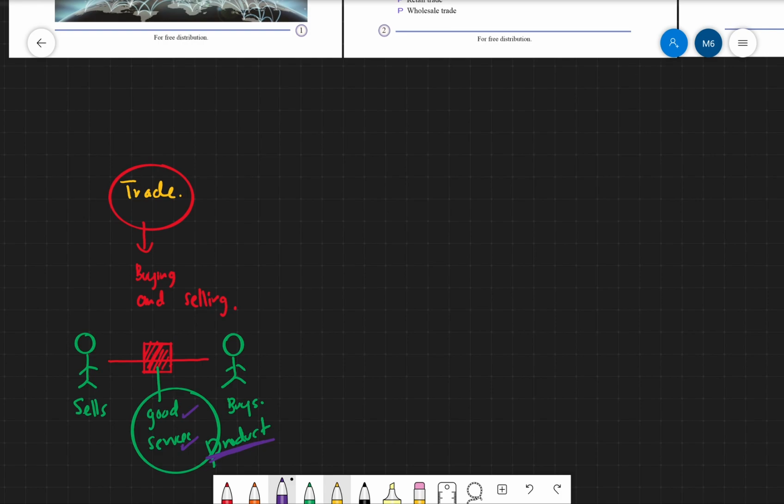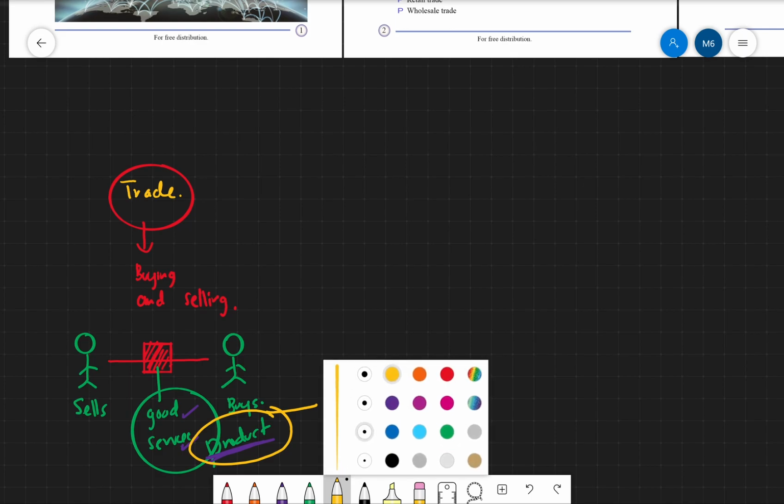So finally, what is trade? Trade is the process of buying and selling of any product between two or more parties, and very importantly, this product has a monetary value. It could be measured in monetary terms. In Sri Lanka, we measure using the Sri Lankan currency, which is rupees, and in the US they measure using dollars. Likewise, in Japan they measure using yen, etc. So that's all about trade.